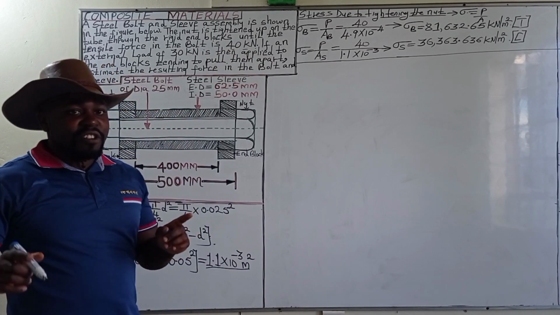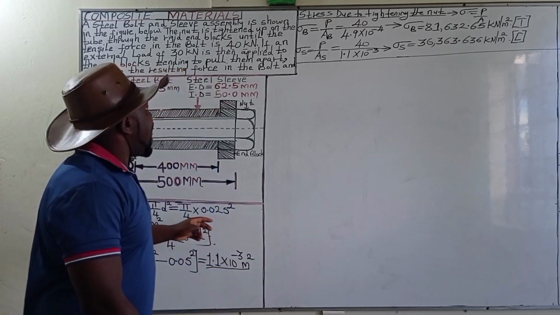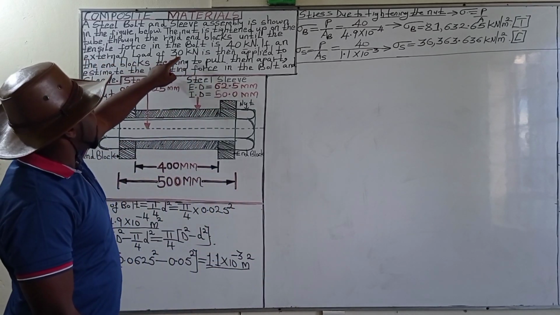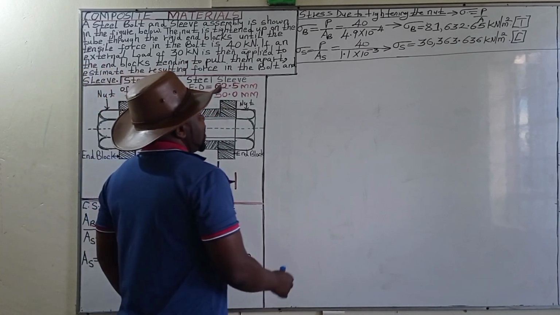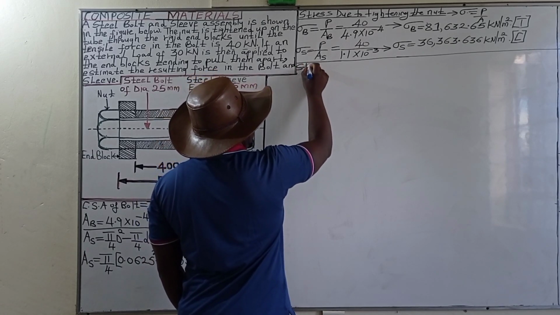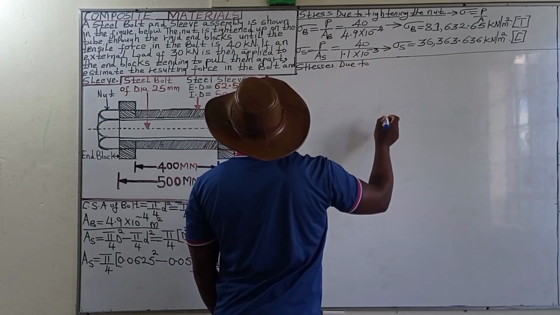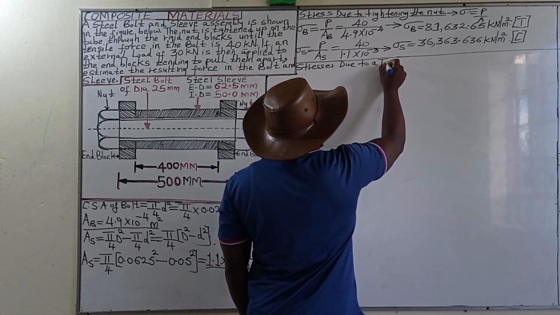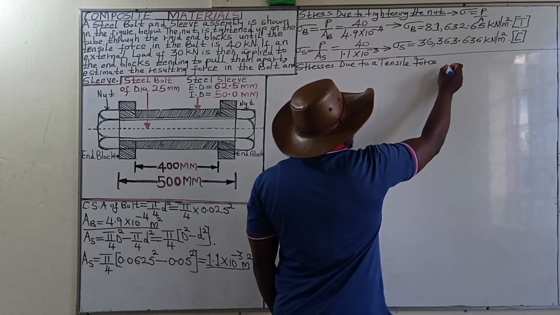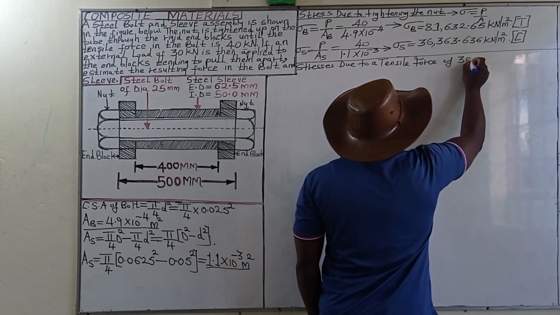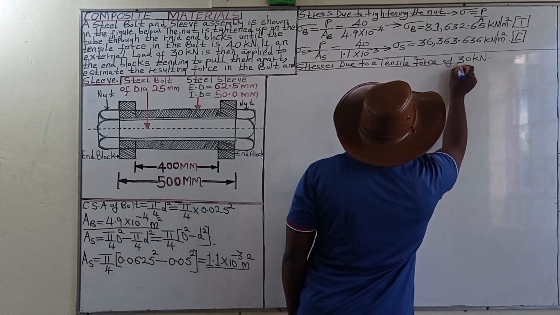Now, from there, we are going to determine the stresses that will be developed in both the bolt and the steel sleeve after an external load of 30 kilonewtons has been applied on the end blocks. In this case, let's have these stresses developed due to a tensile force of 30 kilonewtons.